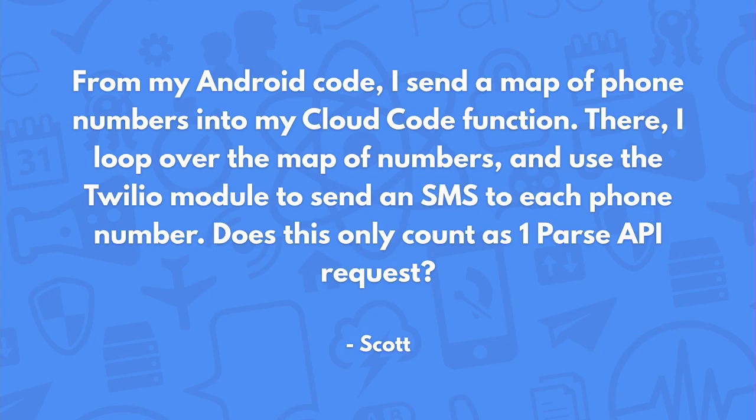From my Android code, I send a map of phone numbers into my Cloud Code function. From there, I loop over the map of numbers and use the Twilio module to send an SMS to each phone number. Does this count as one API request only? Yes, that's only one. You're calling the function once with an array, which uses up one API request. You're allowed to make multiple outbound HTTP requests in your Cloud function, and those don't count as API requests.